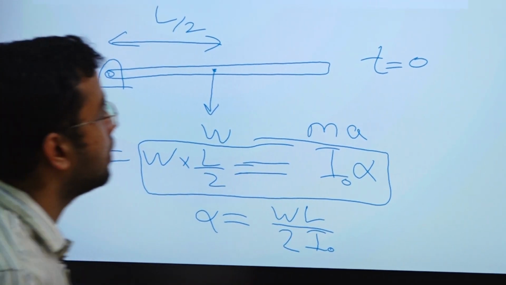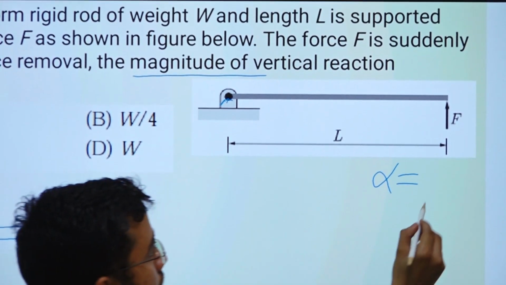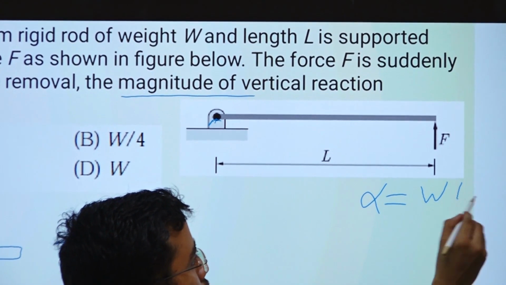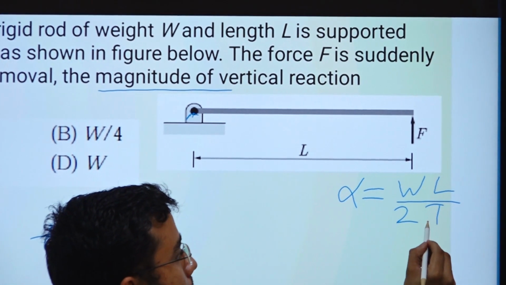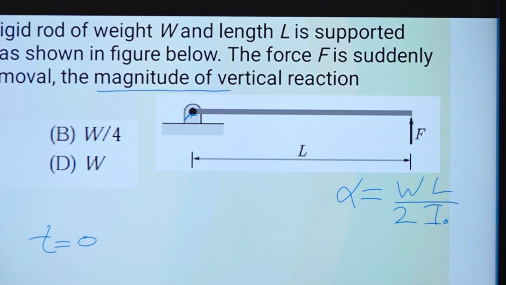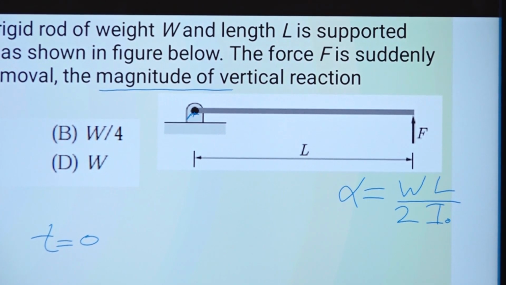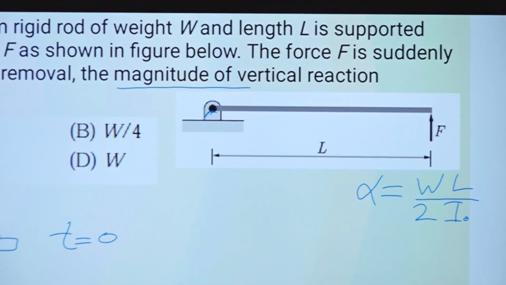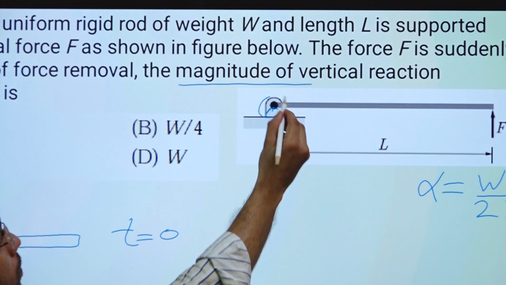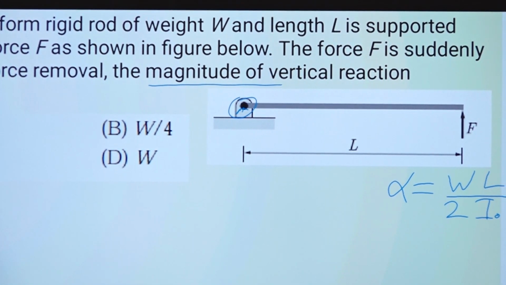I will write it separately there. What will be alpha? Alpha will be equal to W, the weight, into L by 2, divided by I_O. I_O is the moment of inertia. Here it is a mass moment of inertia, because a mass is moving, so it is the mass moment of inertia of the rod about the point O. This point is O. Now I will rub it off and try to solve this question.